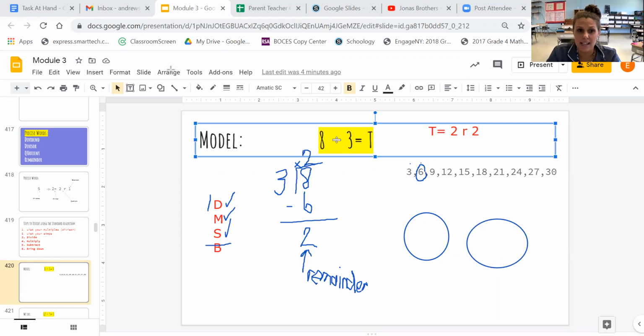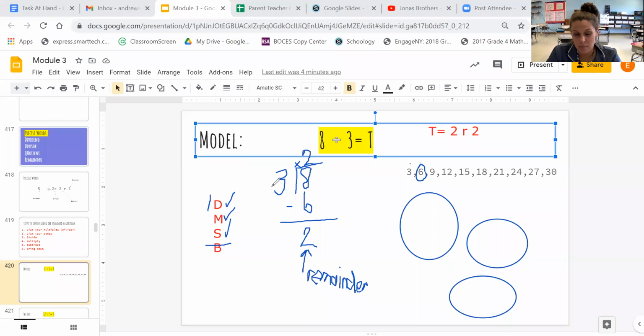break up the number 8. 1, 2, 3, 4, 5, 6, 7, 8. Guys, I'm supposed to do groups of 3. This isn't a group of 3. I was dividing by 3. I should have 3 groups. Oh my goodness. 1, 2, 3.